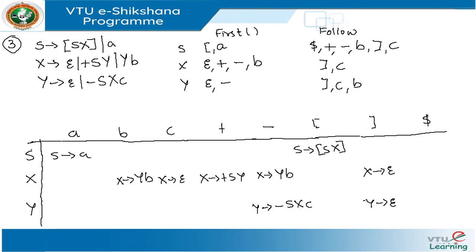So the next terminal symbol is C. So again in the C column for the Y row, we need to make an entry Y derives epsilon. In the same way for the B column also, we have to make an entry Y derives epsilon. So this is the LL1 parsing table for the given grammar.